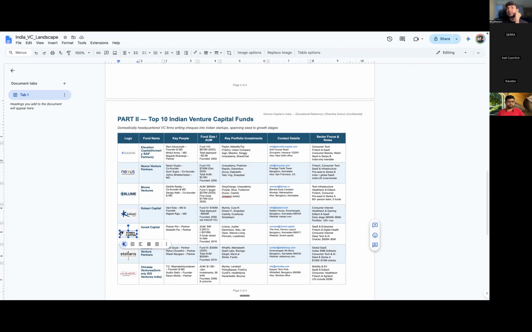Yeah, so then you have 3one4 Capital, Stellaris, Chiratae. All these are again different funds. You can see some new companies pop up here. Myntra. You can see GreyOrange. I don't think a lot of people would have known of GreyOrange. Dhruva, Darwinbox, Postman, Ixigo. As a budding founder, it's also a really good exercise to just go.